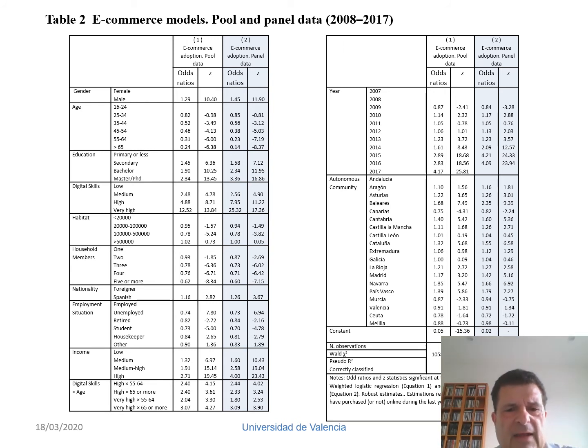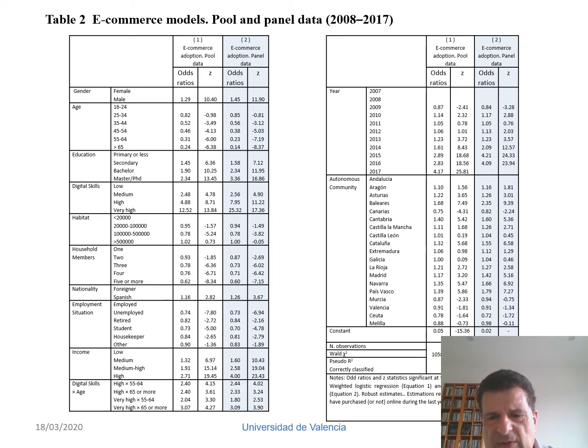If you look at column 1 of the table, you have the e-commerce adoption pool data and e-commerce adoption panel data. We are using odds ratios here, which essentially tell you the effect of one variable or one category of a variable on the outcome, and it is measured starting from 1. So 1 is a neutral effect, higher than 1 is a positive effect, and lower than 1 is a negative effect.